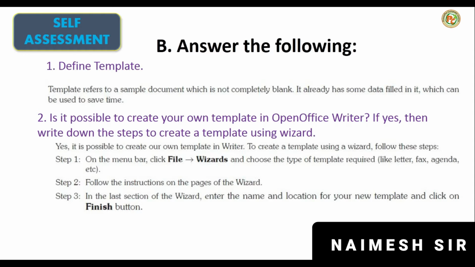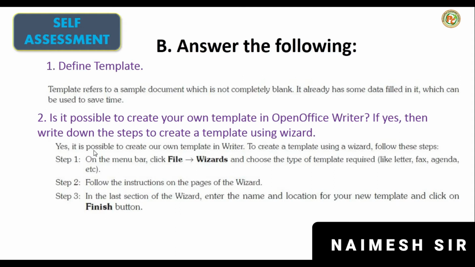Now question answers. Define template. So template refers to a document, sample document which is not completely blank. It already has some data filled in it which can be used to save time. So template means a predefined something given inside that. Is it possible to create your own template in OpenOffice Writer? If yes, then write down the steps to create a template using wizard.